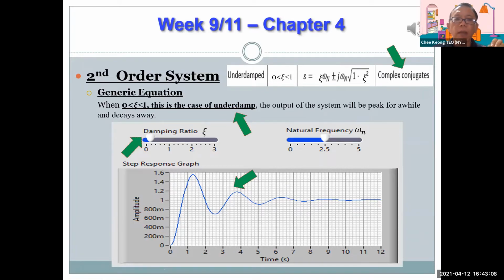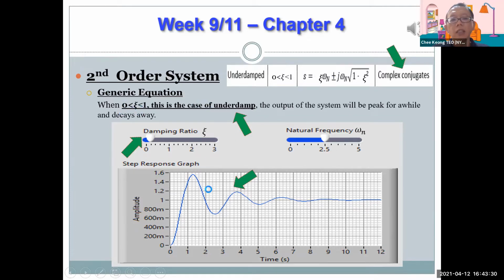We call it underdamped. And under this situation, if you look at the roots for the denominator of the generic equation, it will look something like that, which is complex with a j term here, right? So therefore, the roots are two complex conjugates. That means one of them is a plus, one of them is a minus. So you have a plus j term and a minus j term. So this is the situation for the underdamped case.